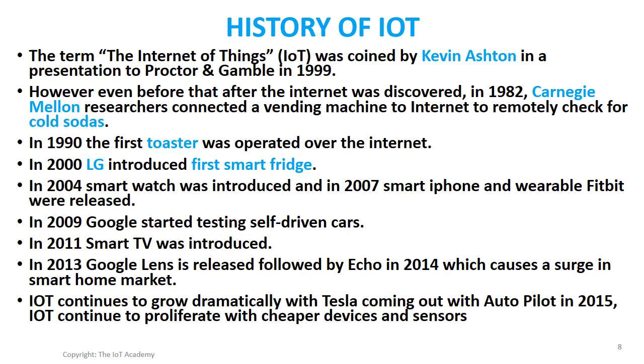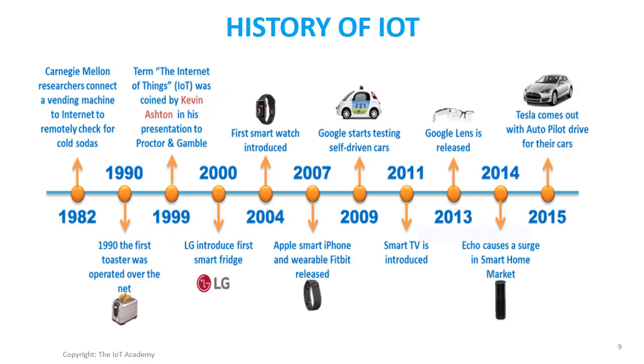Now we will talk about the history of IoT. The term Internet of Things was coined by Kevin Ashton in a presentation to Procter and Gamble in 1999. However, even before that, in 1982, Carnegie Mellon researchers connected a vending machine to the internet to remotely check for cold sodas.